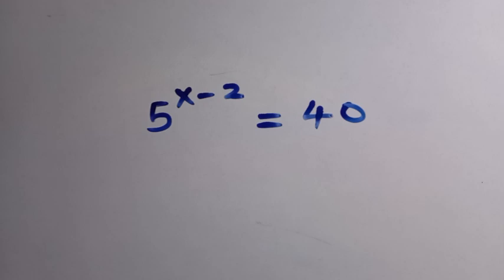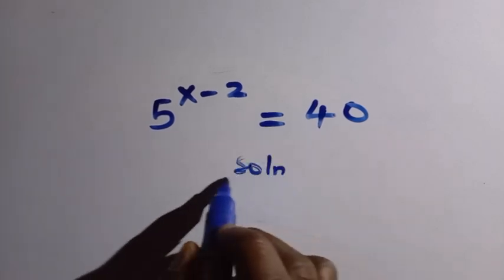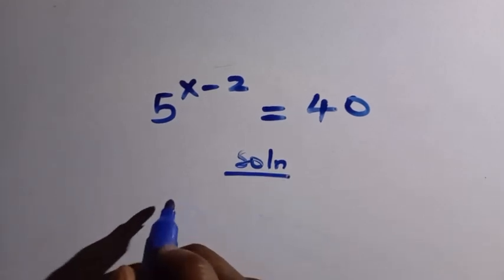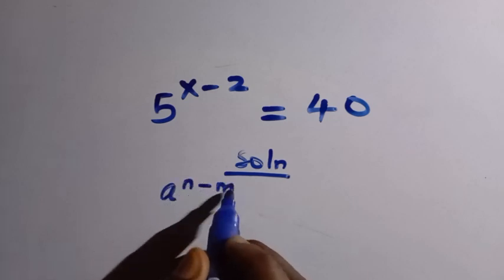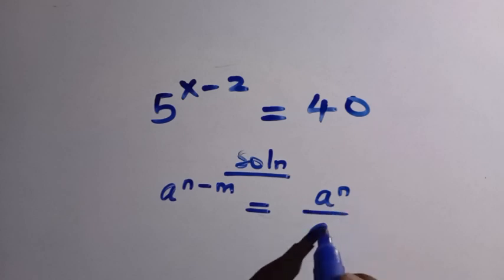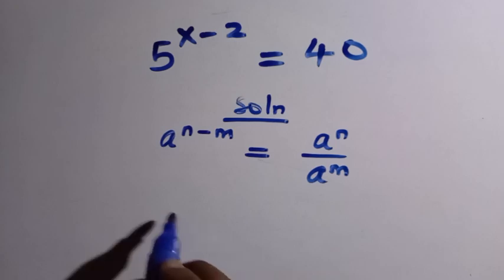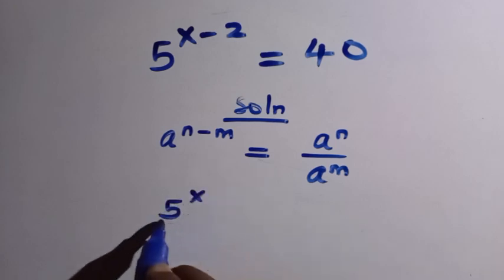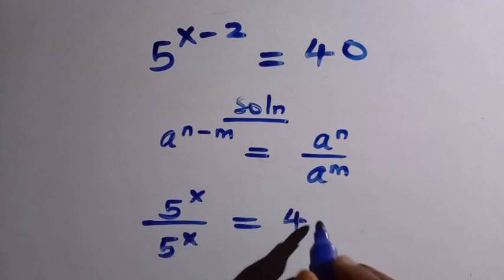How to solve these nice exponential equations, Math Olympiad. We have 5 to the power x minus 2 equals 40. To solve this, we consider the solution from here. Suppose we have a raised to the power of n minus m, this equals a raised to the power n divided by a raised to the power of m. Applying this, we have 5 power x divided by 5 power 2 equals 40.